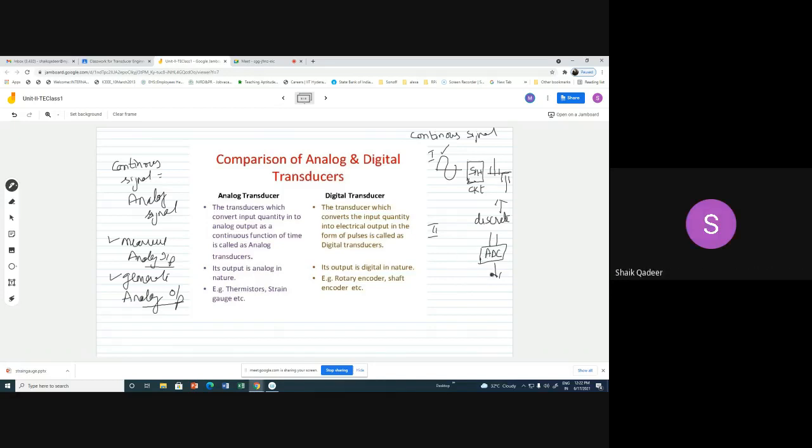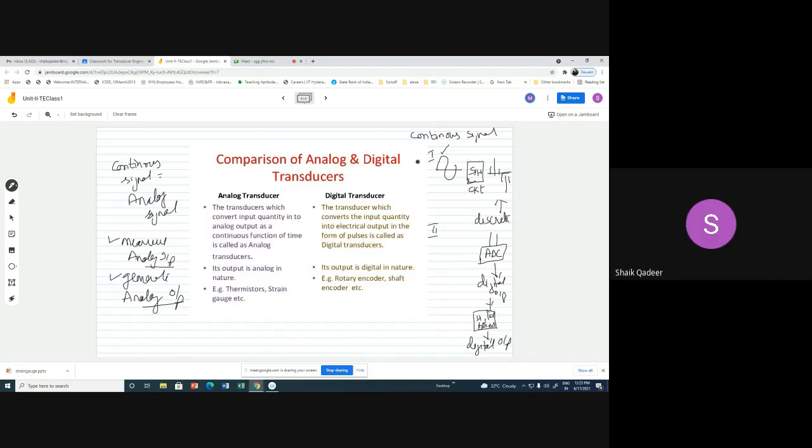So it generates digital output. This is actually the input to our digital transducer. And it takes digital input and generates digital output. Hope it is clear to everybody.